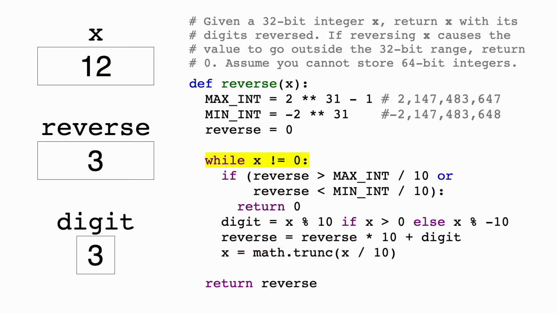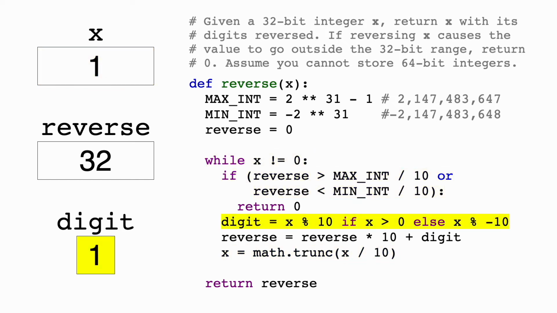We loop again and make sure that there will be no overflow. We then extract the ones digit by doing 12 mod 10, which is 2. Then we'll add it to reverse. 3 times 10 is 30, and 30 plus 2 is 32. Then we'll get rid of the 2 from x by doing 12 divided by 10, which is 1.2, then truncated is just 1. At this point, we've successfully reversed 2 digits and brought them over to reverse, and we only have one more digit to go.